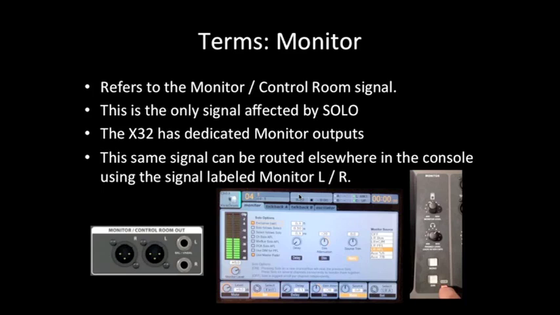And you'll see on the screen by pressing View by the monitor section of the console, you have some options as far as what goes into that bus and how the soloing works, and even a delay, which is really handy. If you're 100 feet away in front of a house and you want to time align your headphones to the speakers, it's a great application. And again, that will affect the monitor signal only. So that signal will be coming out of your dedicated monitor outs. You also have the ability to route it elsewhere.